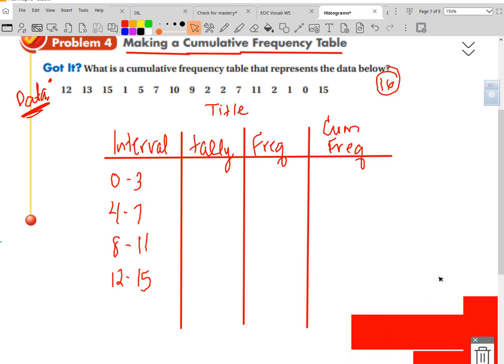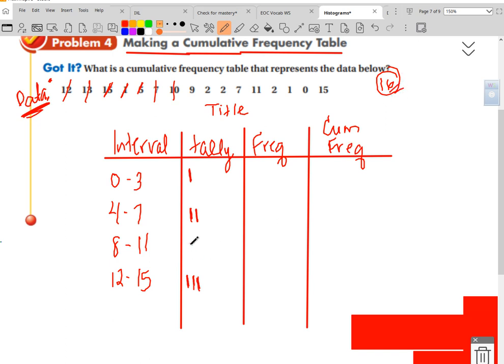Does that make sense? Alright, so now I'm going to start tallying, and I'm going to mark them off as I go. 12 is going to go in the last interval. 13 is going to go in there as well. 15 also is between 12 and 15. 1 goes in the first one. You don't have to wait for me if you know how to do it. 5 falls in between 4 and 7. 7 also goes in that same interval. Make sure you're crossing them out though. And when we count them up, we should have 16 tally marks in here because we have 16 values.